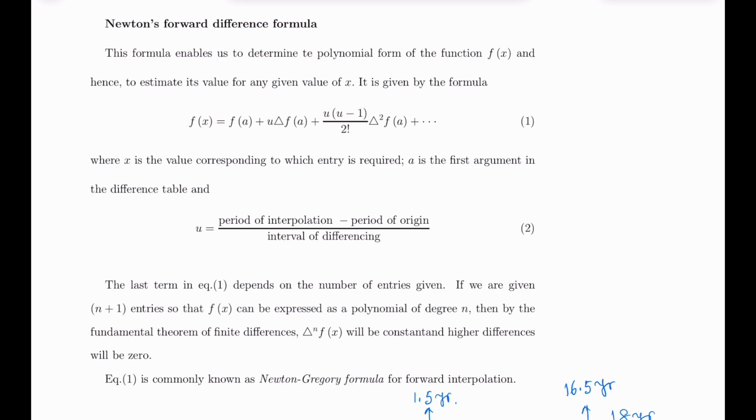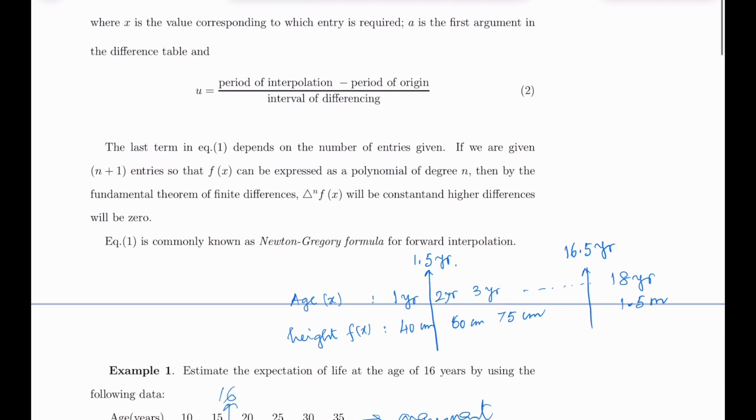u is defined as the period of interpolation minus period of origin upon interval of differencing. The last term in equation 1 depends upon the number of entries given. If you are given n plus 1 entries, so that f(x) can be represented as a polynomial of degree n, then by the fundamental theorem of finite differences, delta to the power n f(x) will be constant and all higher differences will be 0. This equation 1 is known as the Newton-Gregory formula for forward interpolation.